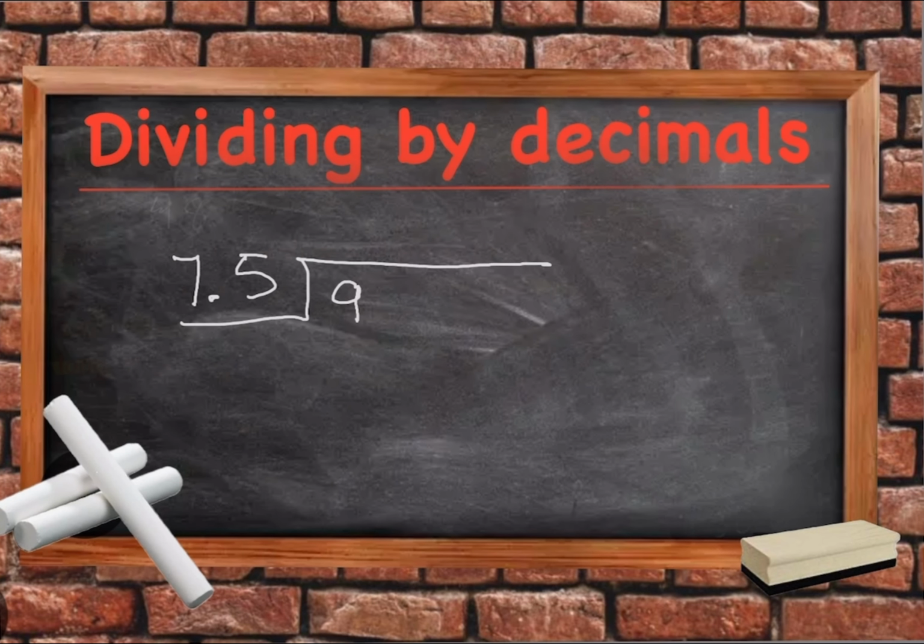So let's start straight in. I have an example on the board, 9 divided by 7.5. But before we start the dividing, we have to make sure we know what a decimal is. Now, a decimal is just another way to write a fraction. For example, 2 over 10, which is 2/10, could also be written as 0.2.